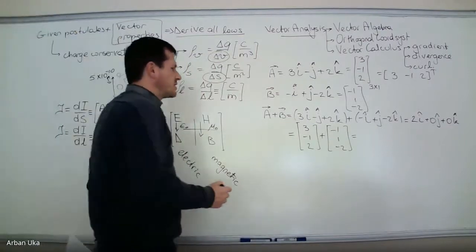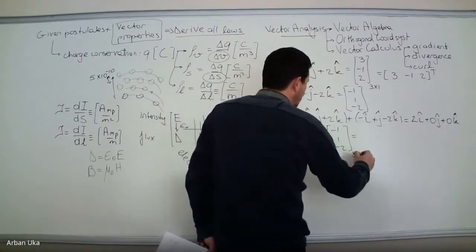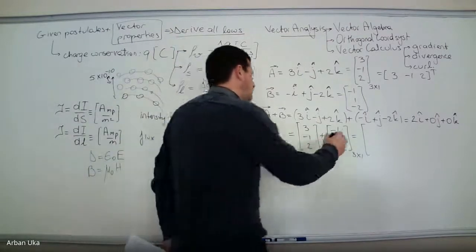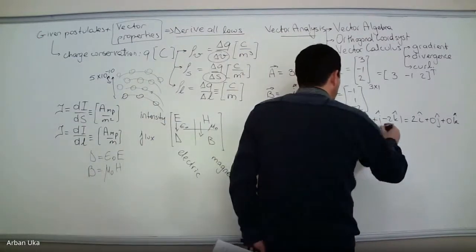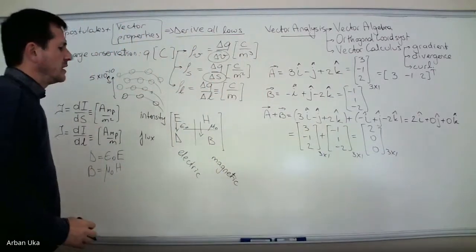So this is the vector notation that we have seen in linear algebra. Here we follow the same. We have a vector which is 3 by 1. We can add it with another vector which is 3 by 1. 3 minus 1 is 2, 0, 0. This is 3 by 1. That's how we add these vectors.